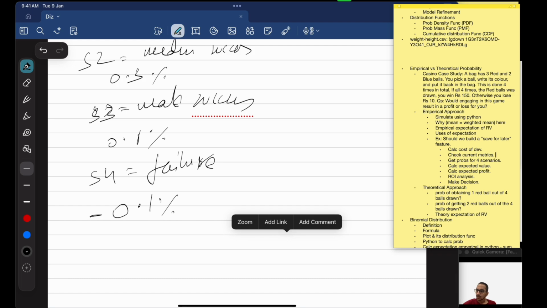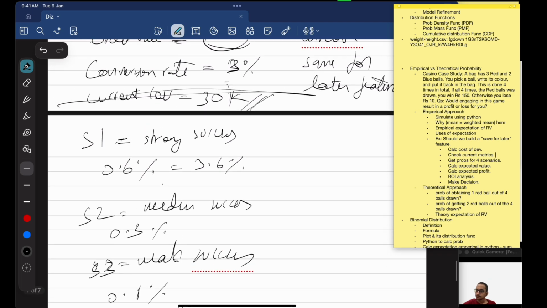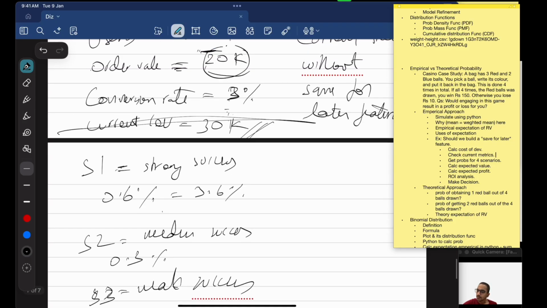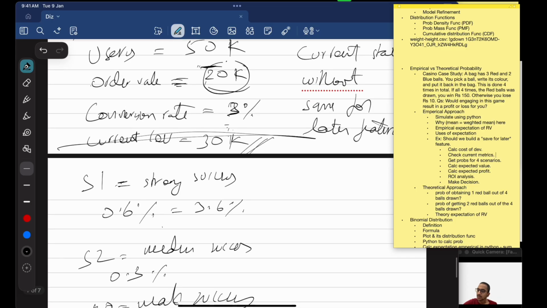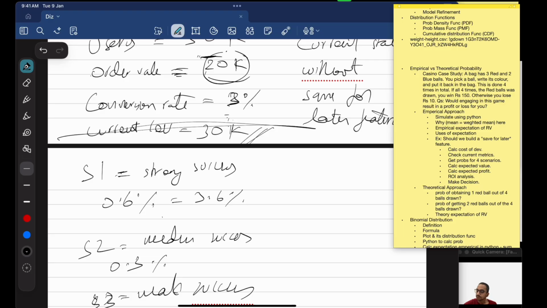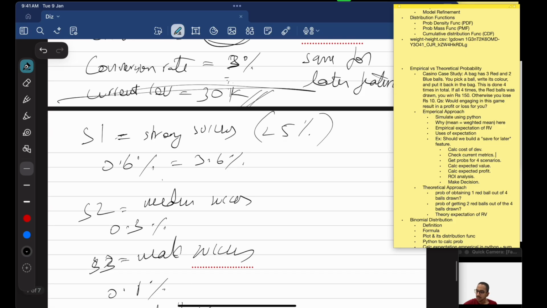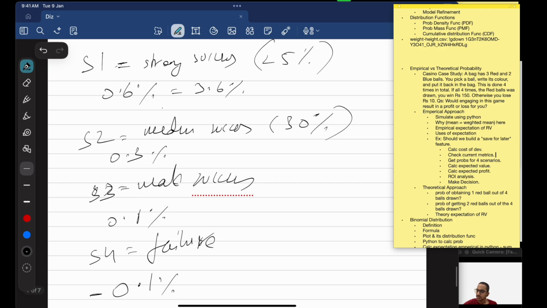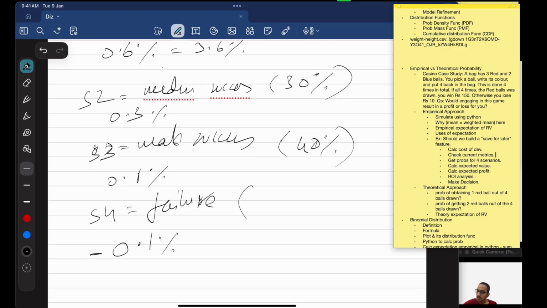This lecture will go too long. Let me just give you an overview. Let's take some random numbers here so that it's easier for me to calculate. Here they gave a probability of 25% of a strong success, let's say 30% of medium success, around 40% of weak success, and around, let's say, 30% of failure, right?